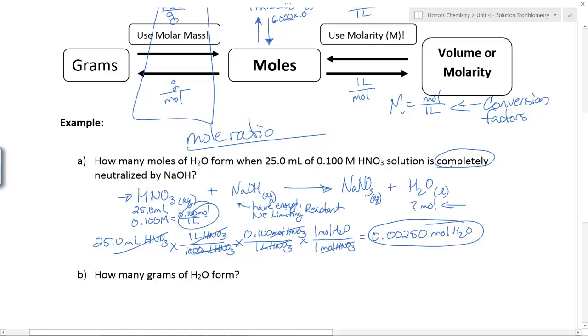So this is just a very simple example of solution stoichiometry. The key thing to remember with stoichiometry in general is this piece right here, which is your mole ratio, which comes from your balanced chemical equation. The other pieces is just remembering how to use your molarity as a conversion factor.